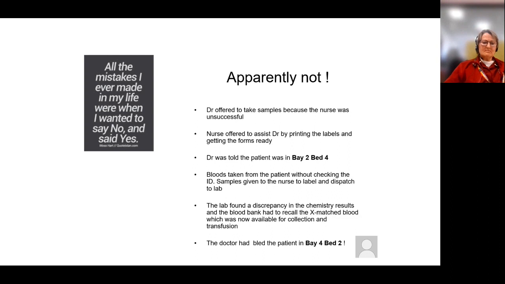What had actually happened was that the doctor had bled the patient in Bay 4, bed 2, the wrong patient, who luckily had the same blood group as the patient in Bay 2, bed 4. They were both O-pos. If chemistry had not actually had any samples taken and the results were comparable, we'd never have known about this, and the patient would have had the group of O-neg blood without any issues, unless, of course, that patient had antibodies and we could have been dealing with some hemolytic reaction.